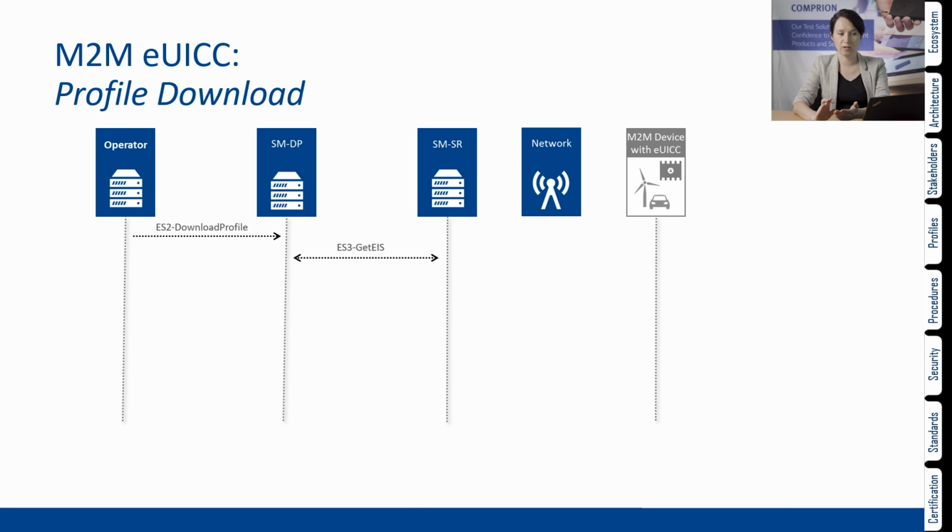First, the SMDP needs to know the information about the EUSSC. Therefore, this get EUSSC information set needs to be sent to the SMSR, and the SMSR responds to this.